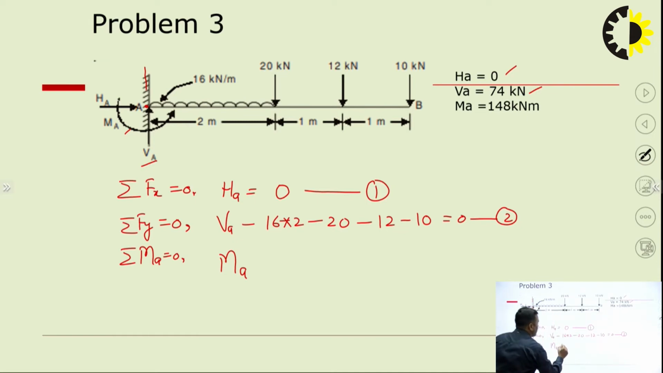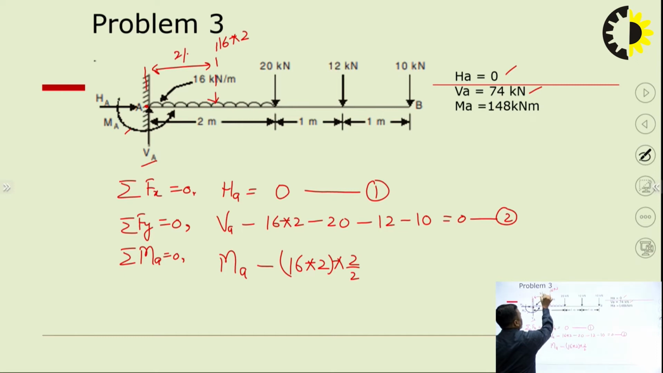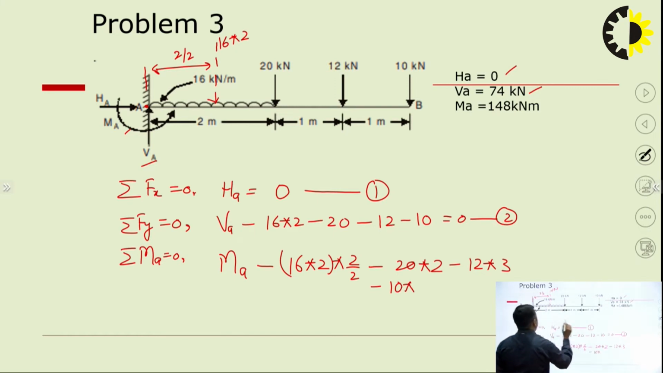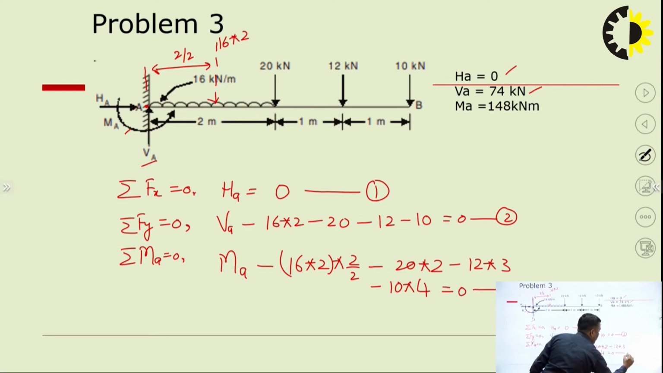MA. And what about these? 16 into 2 into 2 by 2. Okay, UDL will be at the midpoint. This is 16 into 2. The distance will be 2 by 2. Then coming to the 20. Keep watching the tendency of rotation. 20 into 2. Then I am coming to 12. 12 into 3. Then 10. Minus 10 into 2, 1, 3, 4. How much is it coming out? 32, 40, 72 and 36, 108 and 40, 148. Third, done.